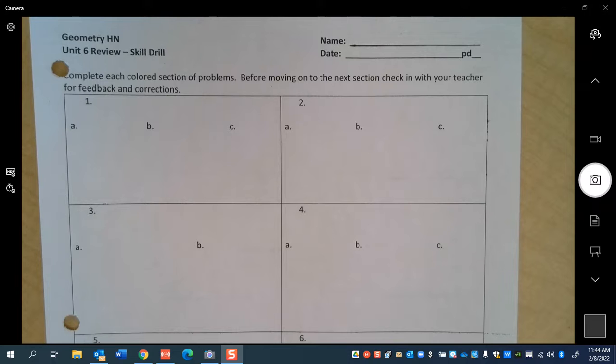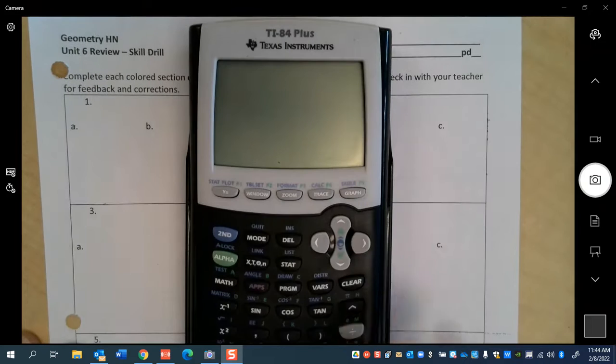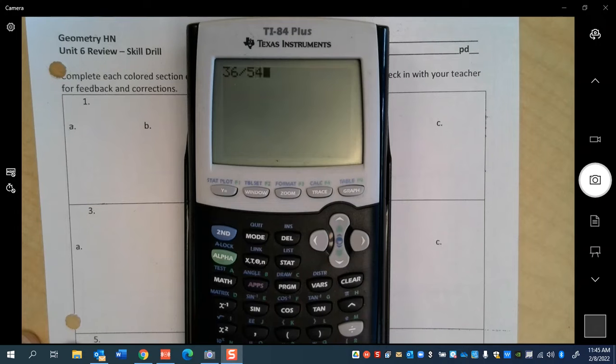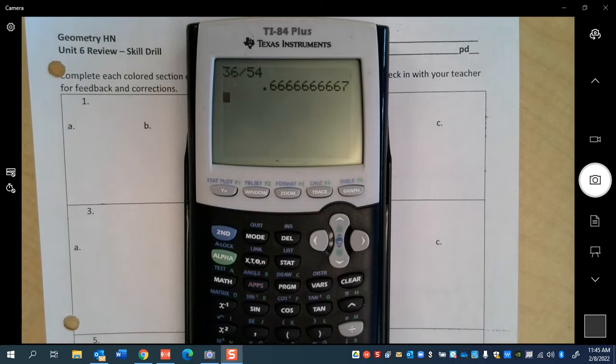Now, some of the calculator work is what I want you to know how to do over here. Do you see how each of these say simplify the ratio? Would you please right now with your calculator type in 36 divided by 54. The first one asks you to simplify the ratio, and it asks you to simplify 36 divided by 54. That is not a simplified ratio. That's a repeating decimal that goes on forever and ever and ever. If I needed the decimal, I'd ask for the decimal, but I want the simplified ratio. Who knows how to get the simplified ratio? Say it out loud.